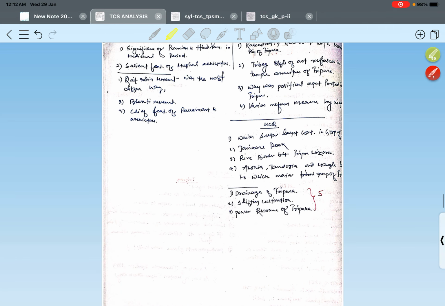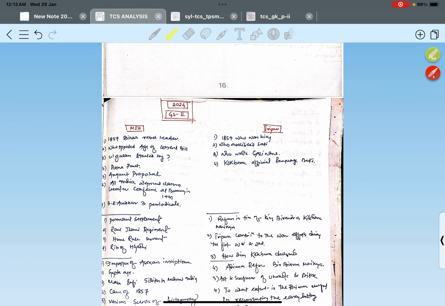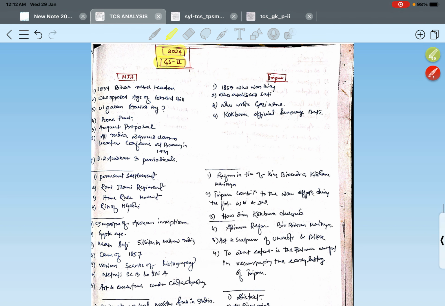Suppose you have written the 2020 mains. After that, you will take another question paper, the mains exam held in 2024, GS paper 2. In the same way, they had asked a question on Bihar rebel leaders of 1857. So now you get to know that they also ask questions on rebel leaders, which means you have to cover rebel leaders. They also asked who opposed the Age of Consent Bill, the Poona Pact, the August Proposal, and who started Ul Gulam.